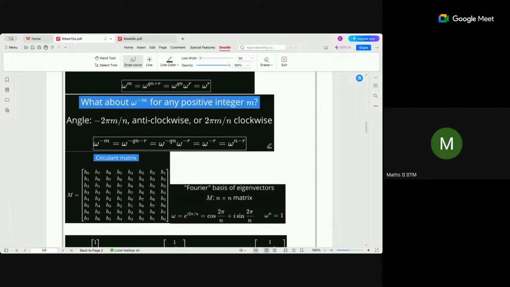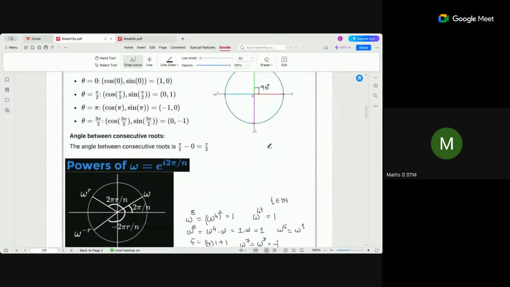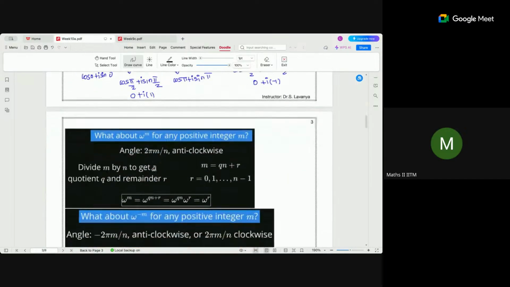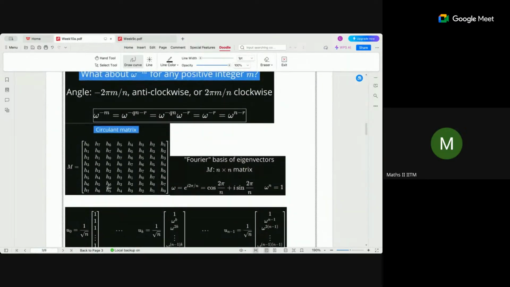Whatever we have seen so far, everything is the property of omega, the nth root of unity. Why have we studied all the properties about this nth root of unity? Because we are going to use it for studying circulant matrices. So do you recall what are circulant matrices? Let us look at the first row here. First of all, what is the size of this matrix? Can you tell me?